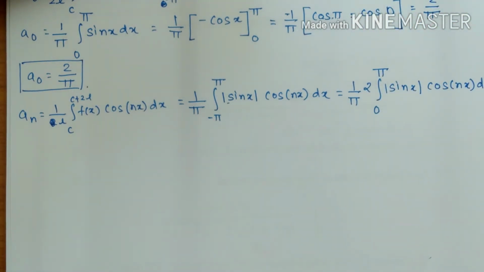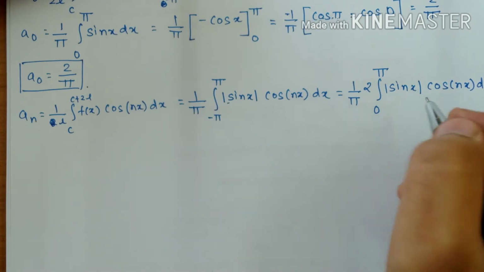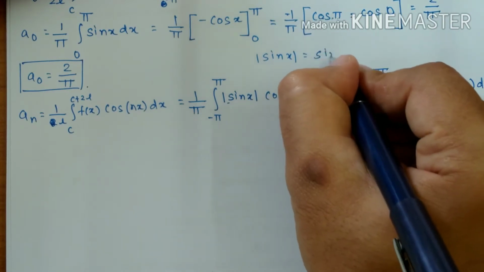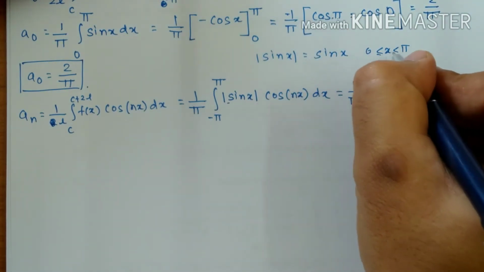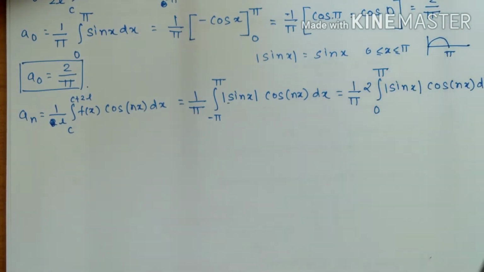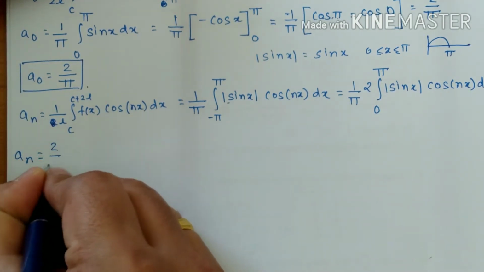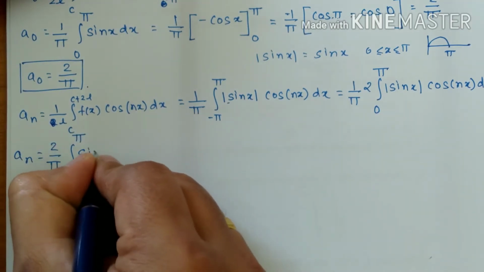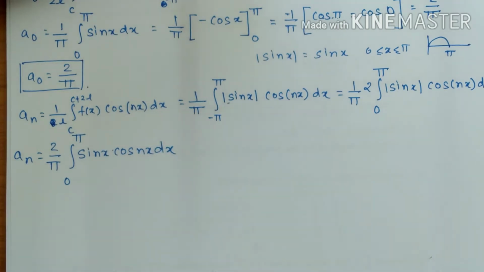Now, as discussed previously, in the interval 0 to pi, what is the value of mod of sin x? Mod of sin x remains sin x in the interval 0 less than x less than pi, or you can take less than or equal to also. Hence, an is equal to 2 upon pi integration from 0 to pi sin x into cos n x. Now, how to evaluate this integral?